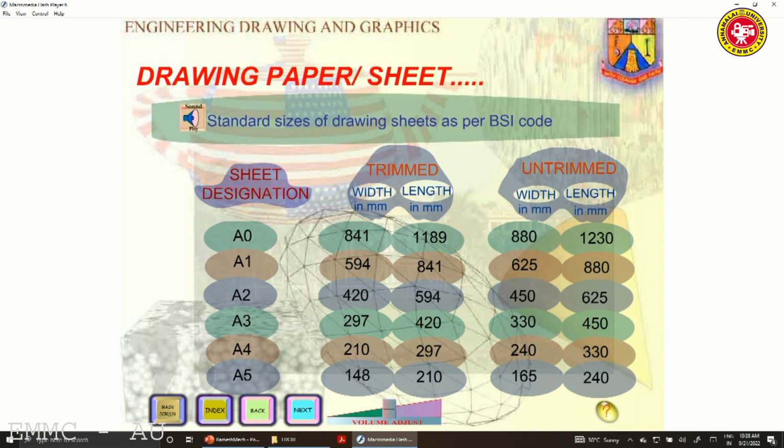sheets, because for the drawing board we probably use only A2 sheets, that is B2. That's why we have to select A2. Because of proper practice on the drawing sheet, we make this size. Otherwise normally we follow A3.